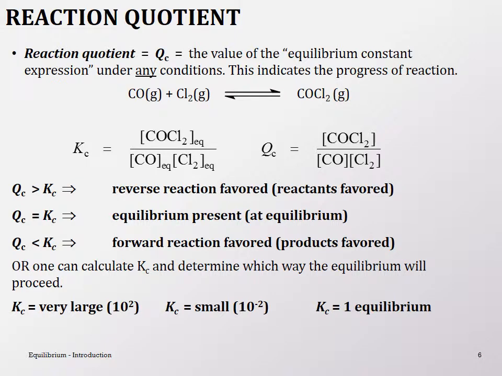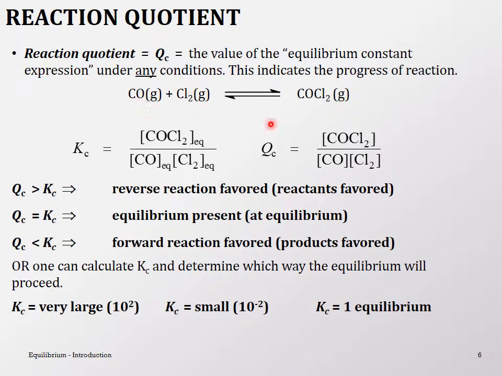So if the Kc is going to come out to be the same no matter what kind of concentrations you start with, then how do you know whether your reaction is progressing forward or not? For that we have something called the reaction quotient. The reaction quotient is Qc, the value of the equilibrium constant expression under any conditions. What this really indicates is the progress of the reaction.